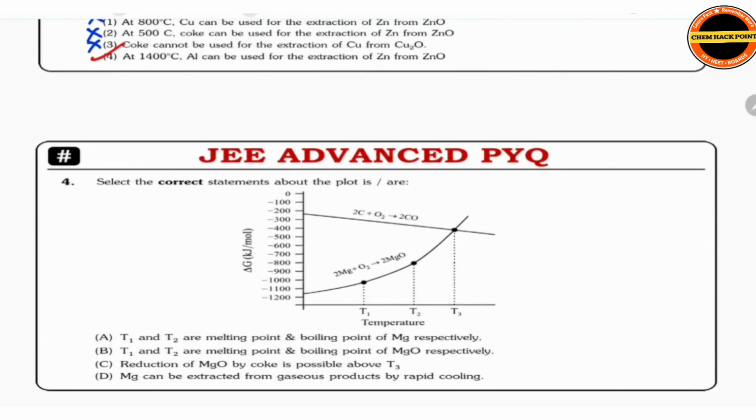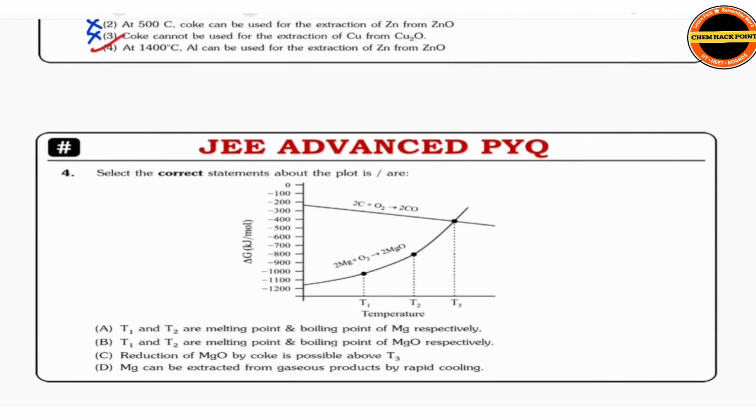Next, you see a JEE Advanced PYQ here. Select the correct statements about the plot. T1 and T2 are the melting point and boiling point of Mg respectively. As already discussed above, wherever there is a tilted line, a slight intersection, a slightly increasing line, or a break in the line, these are the phase changes. T1 and T2 are the melting and boiling points of magnesium only, not of MgO. It's not about oxides every time, remember. Those are related to the metal.